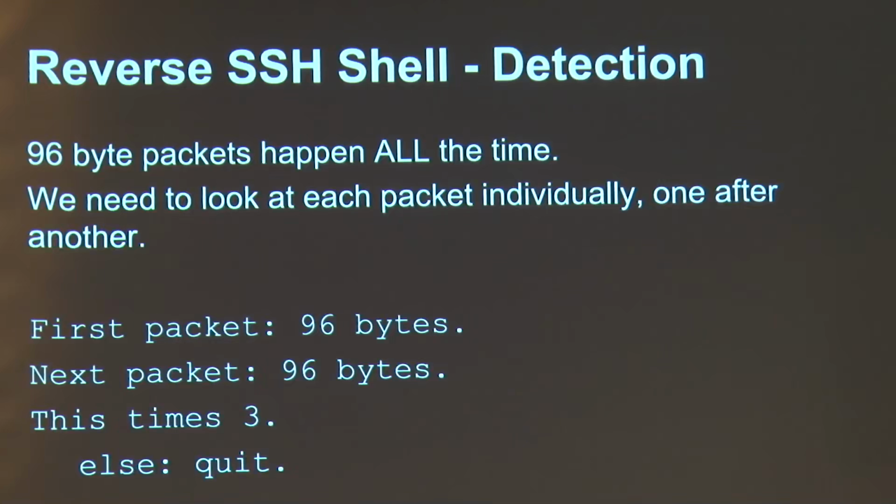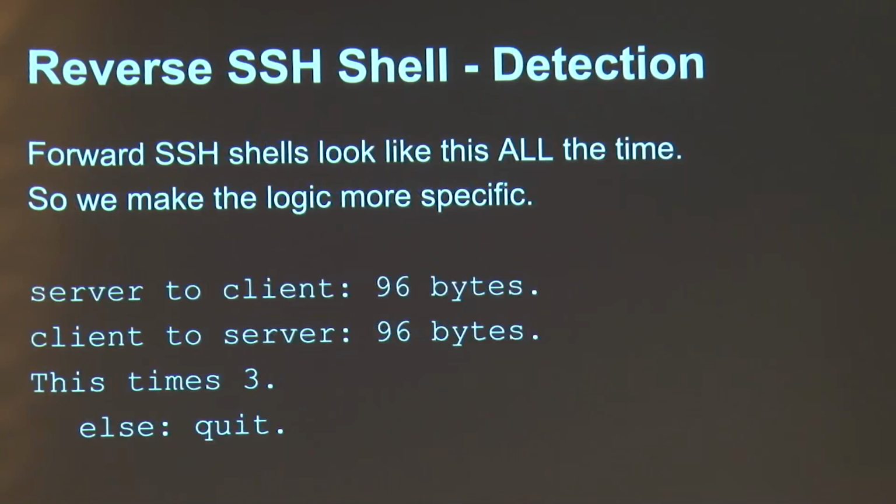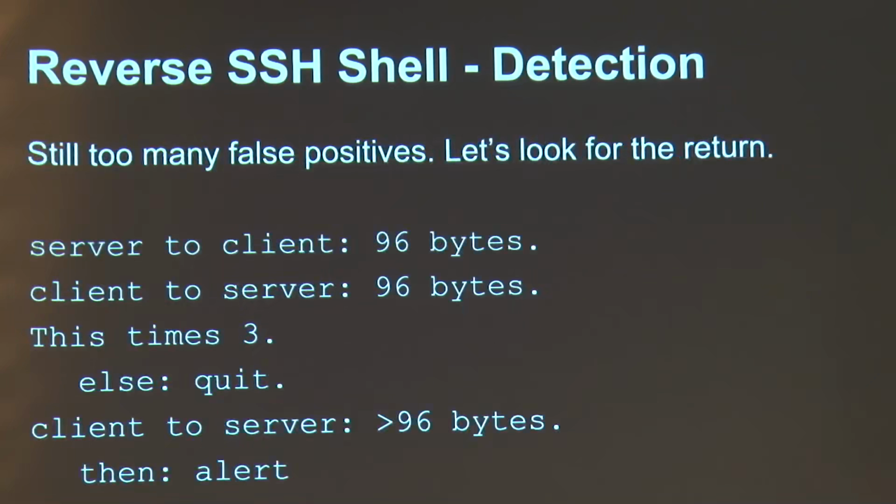So we need to look at each packet individually, one after the other, to identify typing. So the initial bro script was looking for first packet 96 bytes, next packet 96 bytes, a couple of times over, and then alert. But forward SSH shells also look like that all the time. So let's get more granular with bro. My next iteration, I was looking for from server to client 96 bytes, and then from client to server 96 bytes, at least a couple times over, but still just false positives all over the place.